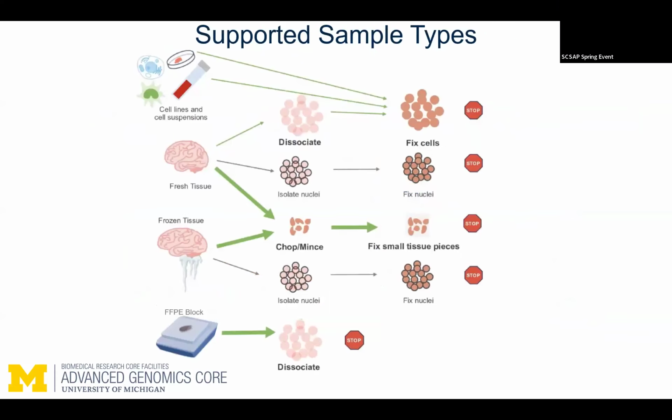The Flex system also lets you start with pretty much anything. Whether it's a cell line or a cell suspension, whether it's fresh or frozen tissue. We even take FFPE scrolls and we can give you single cell data from that tissue. We isolate a combination of cells and nuclei, whether that's from the frozen tissue or the FFPE block. And it's just amazing how you're able to get the single cell data from these challenging cell types.